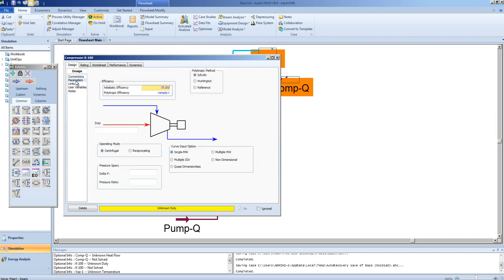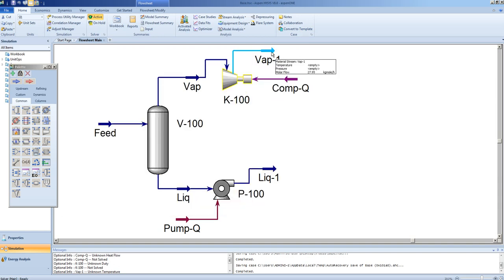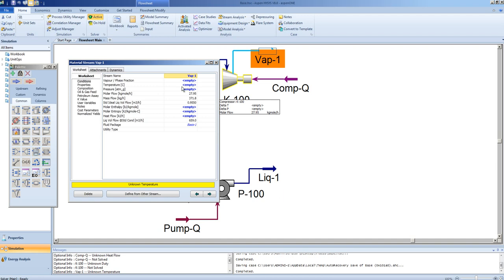Under the parameters tab, you will see the efficiency factor, and again, efficiency really determines how much energy goes into raising the pressure or doing real work, and how much goes into internal energy or raising the temperature of the stream. We have the same option of entering a delta P or pressure ratio, or we can simply come on the stream itself and enter the pressure as 10 atmospheres gauge.